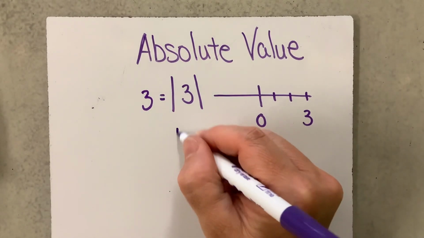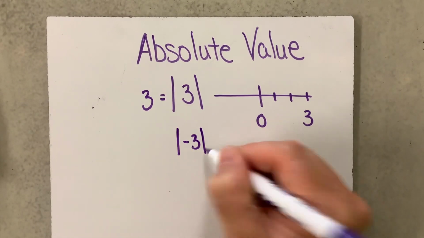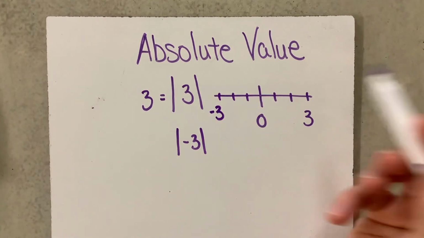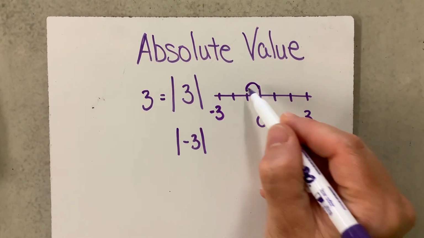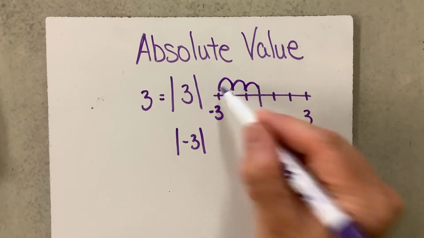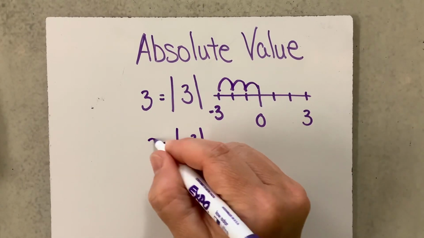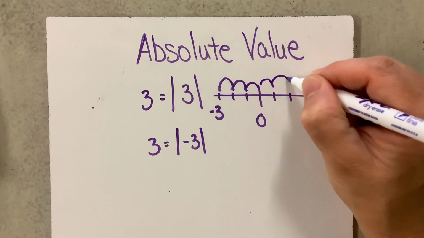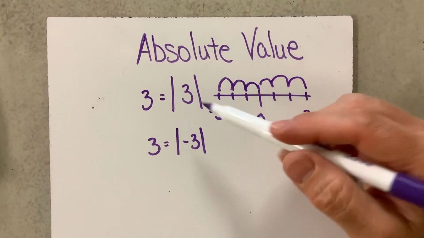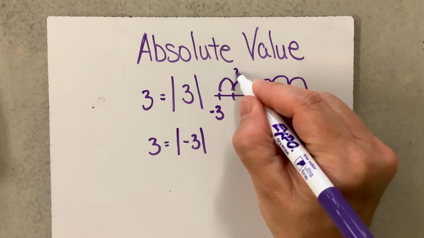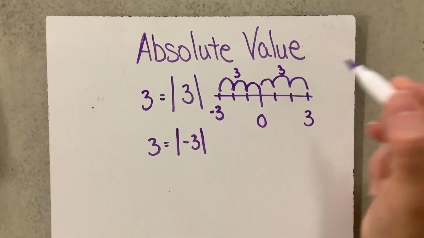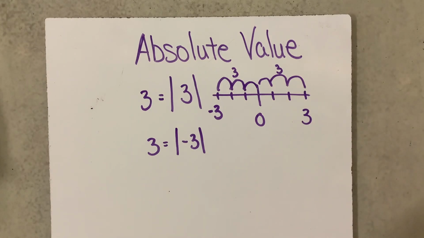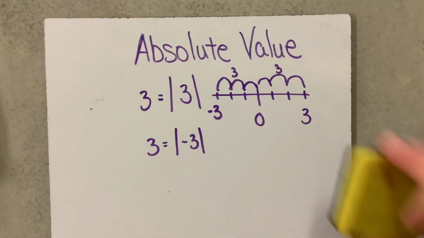Now, on the same hand, the absolute value of negative 3, so 1, 2, 3, so that's negative 3, is also 1, 2, 3 steps away from 0. So it doesn't matter whether you have gone to the positive side or to the negative side. Either way, there are 3 steps. And so the absolute value is 3. Absolute value is always positive.